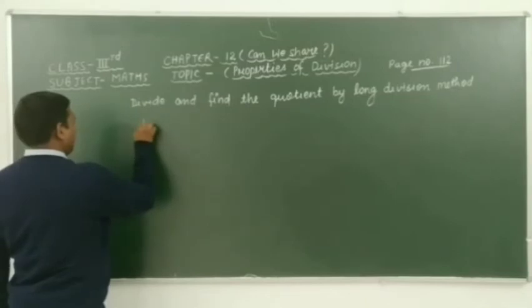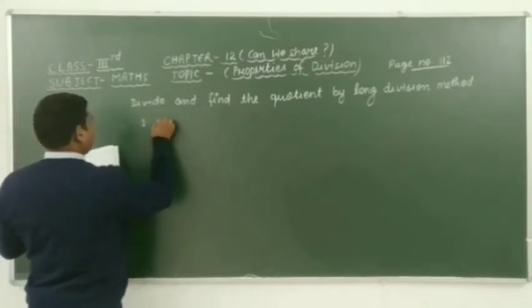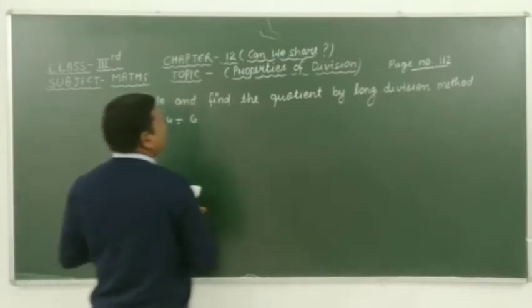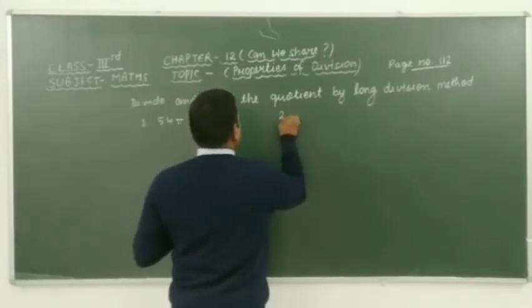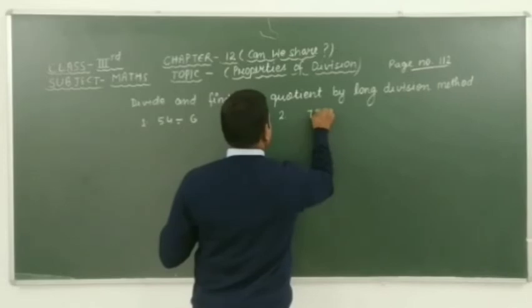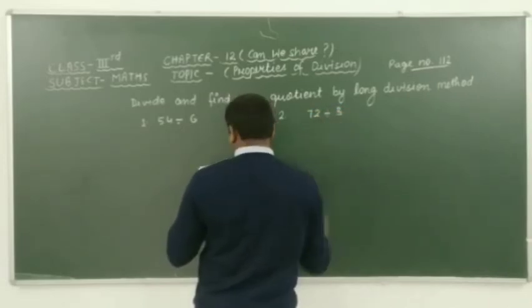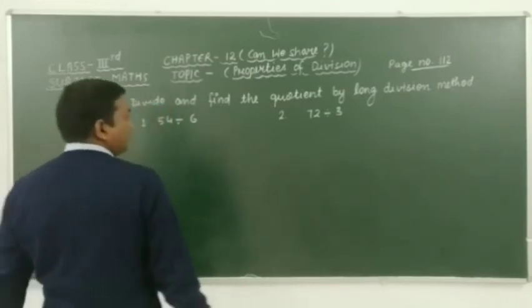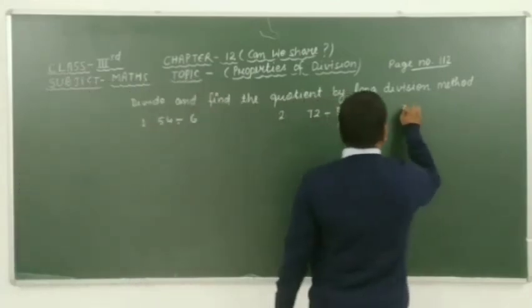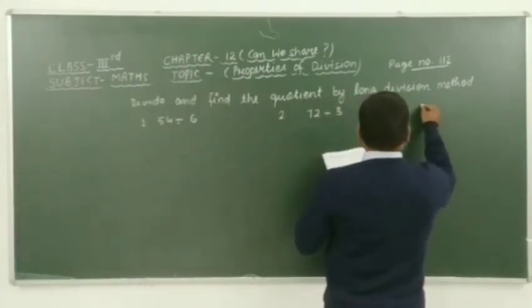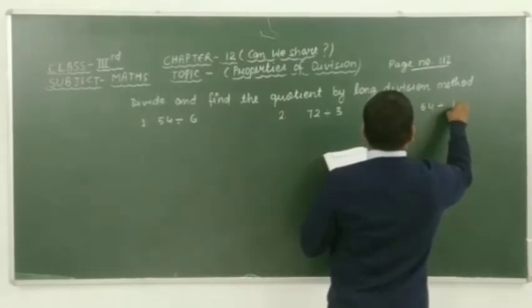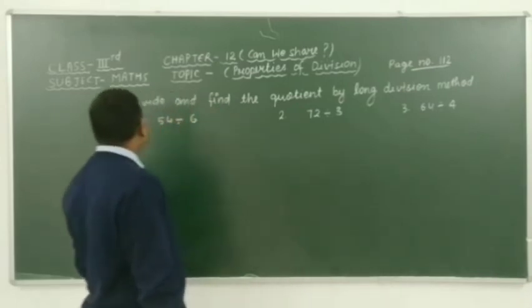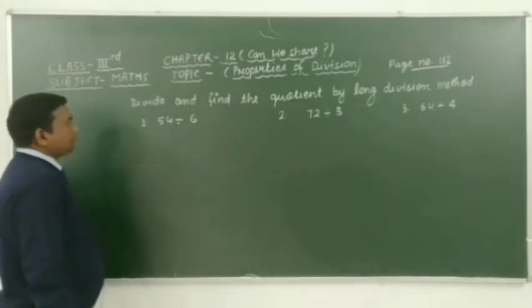Here, question number 1 is 54 divided by 6. Question number 2 is 72 divided by 3, and question number 3 is 64 divided by 4. Okay students, now let's start question number 1.